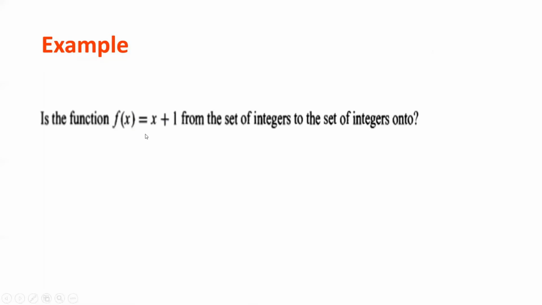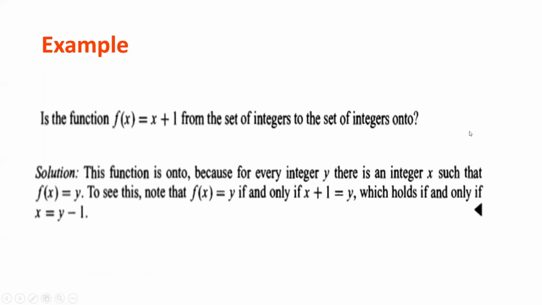If f(x) is equal to x plus 1, again from the set of integers to the set of integers, we have to find whether this is onto or not. Let us see the solution. This is onto because for every integer y, there is an integer x such that f(x) is equal to y. So if f(x) is equal to y, it means x plus 1 is equal to y, which holds if and only if x is equal to y minus 1.